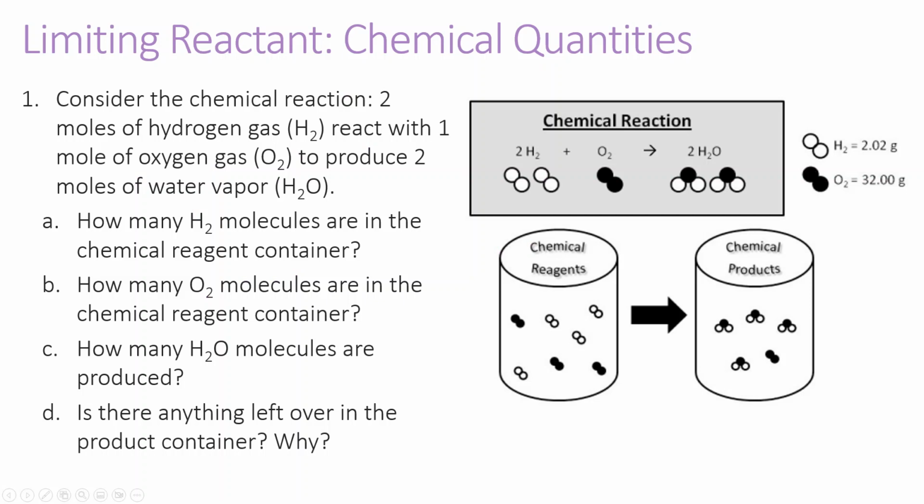So we're going to start just by looking at these 2 containers. We have our reagents, also called reactants, and then we have our products. So how many molecules of H2 are in this chemical reagent container? So we can count. We've got 1, 2, 3, 4. Oxygen, we have 3. How many water molecules are produced? We're going to produce 4.